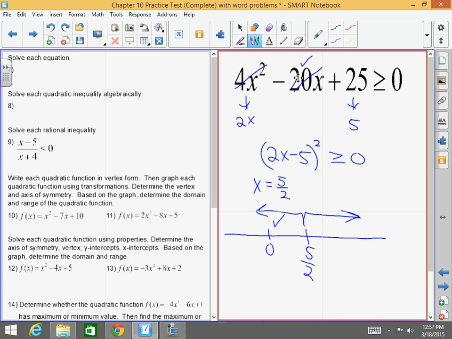What do you mean? 5 halves is 2.5, guys. What are you talking about? If I go to the right here, guys, and I put a 3. Right, I'm testing a 3. 3 squared is 9. 9 times 4 is 36. 36 minus 60 plus 25. Is that greater than or equal to 0? Okay. 36 and 25 is 61. 61 minus 60 is 1. Yes, sir.